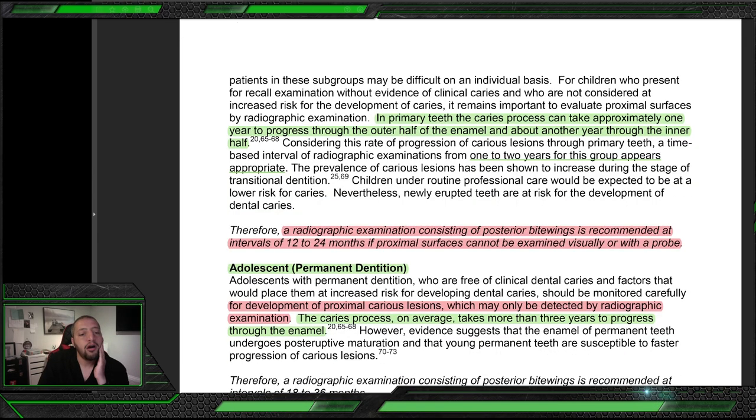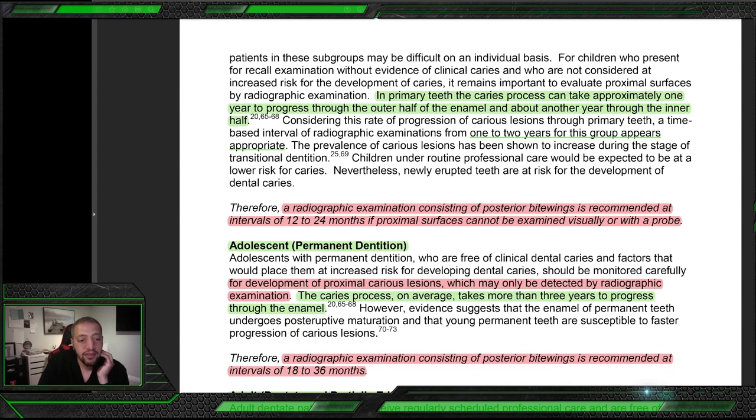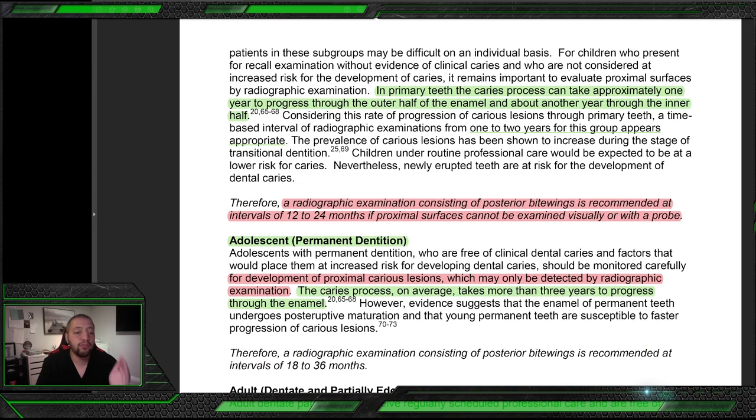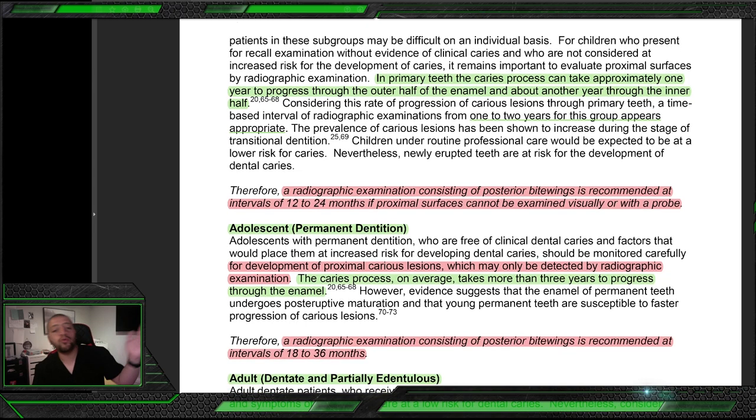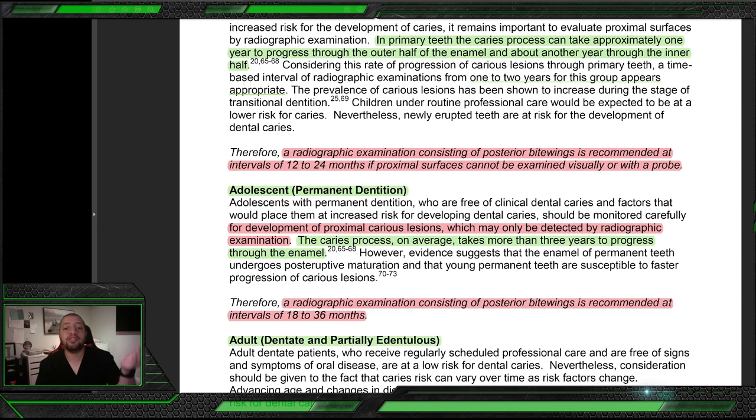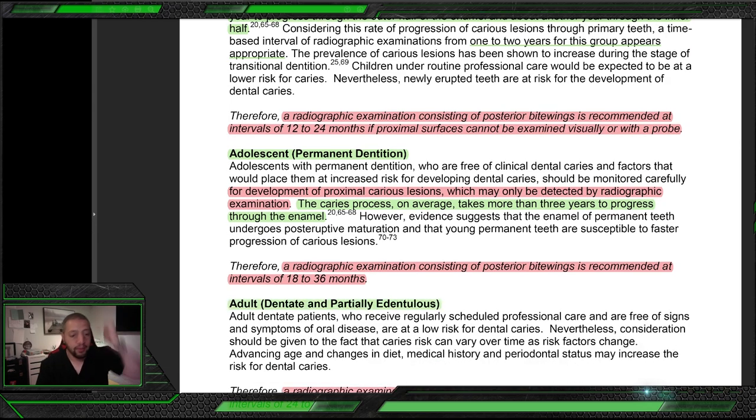Okay, and then a patient with permanent teeth: development of proximal caries lesions, which may only be detected by radiographic examination. The caries process on average takes more than 3 years to progress through the enamel. That's why here you see a radiographic examination consisting of posterior bitewings is recommended at an interval of 18 to 36 months, because he has permanent teeth and we said he has low risk for caries. So we're going to make the number go up, not down.